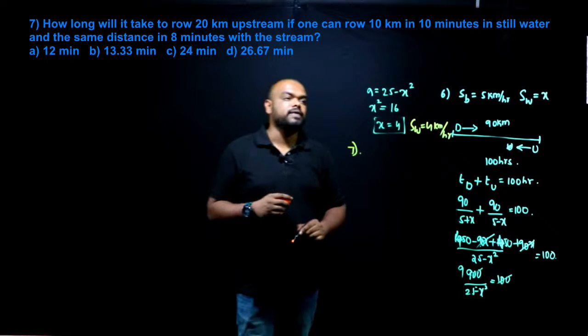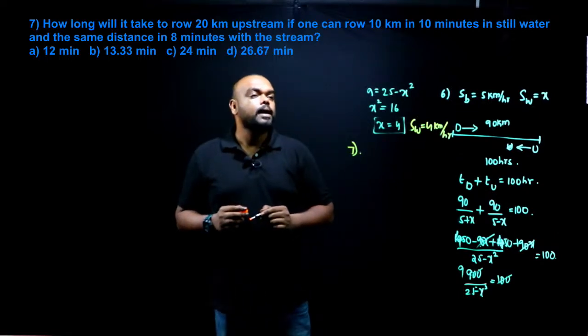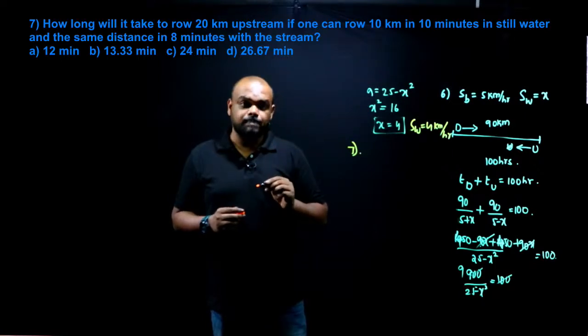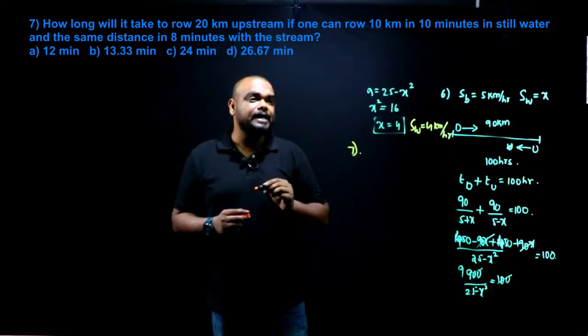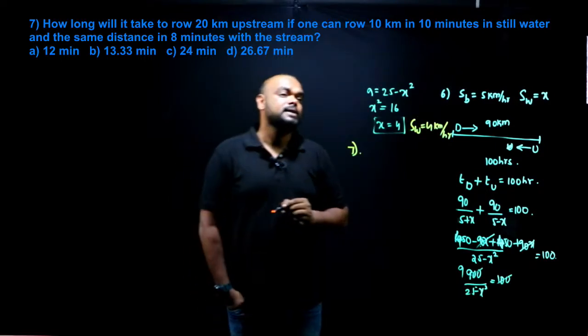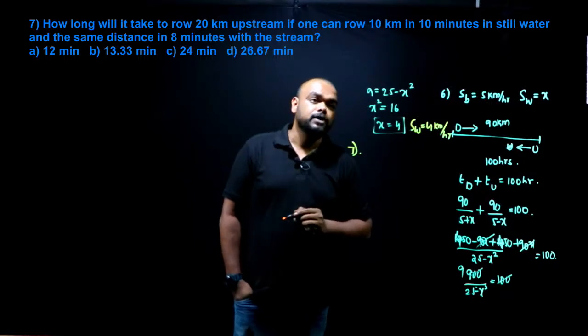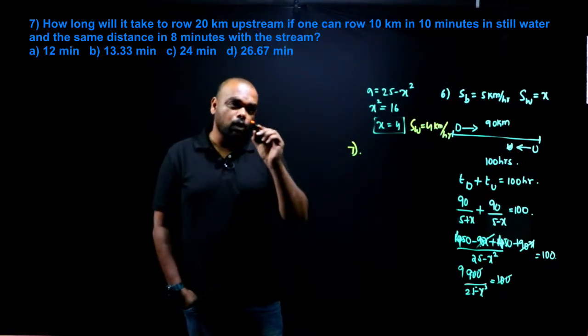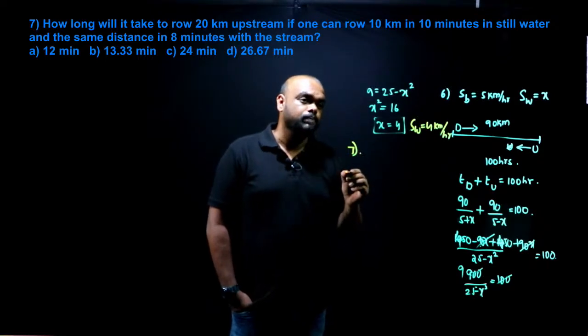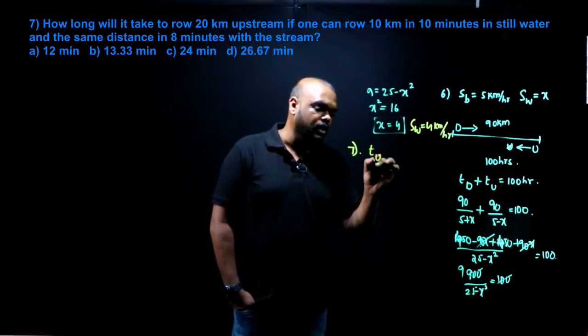Question number 7, what do we have here? It says, how long will it take to row 20 km upstream if one can row 10 km in 10 minutes in still water and the same distance in 8 minutes with the stream? Acha. What is he asking? How long will it take to row 20 kilometers upstream? Okay, it means he's asking time during the upstream.